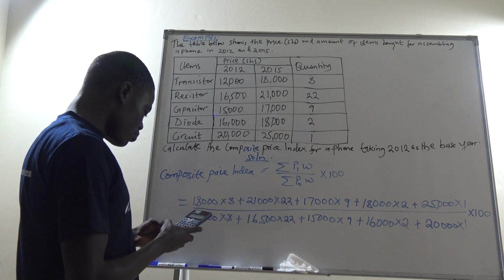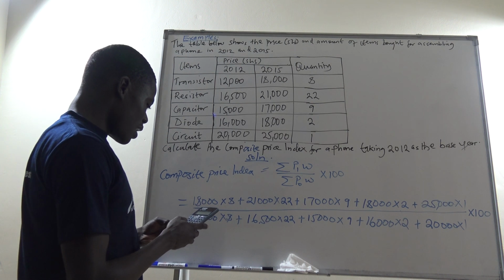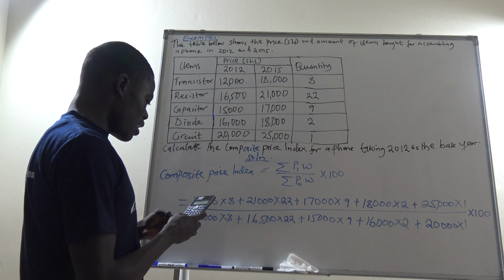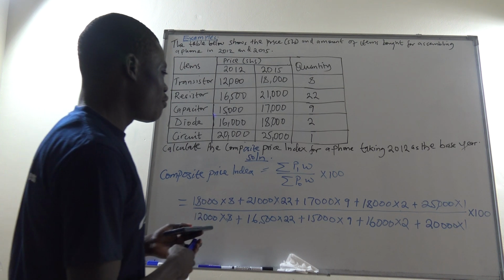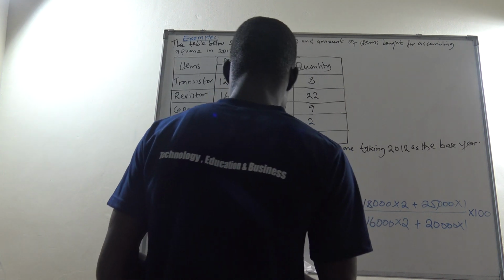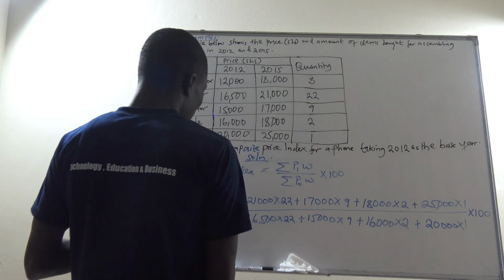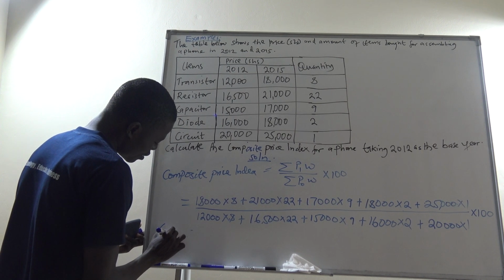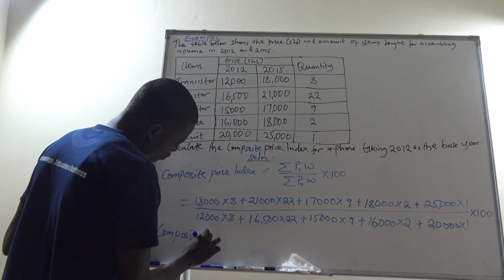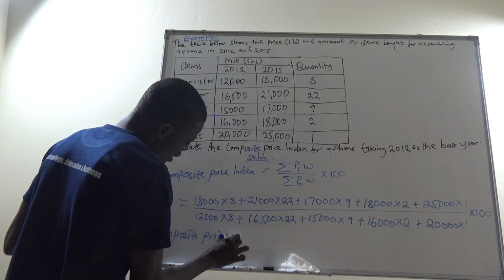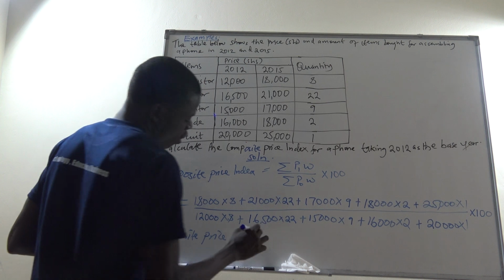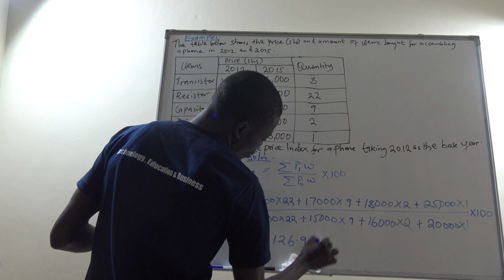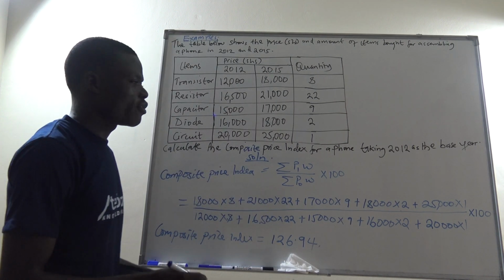So when you add on this one, 18,000 times 8 plus 21,000 times 22 up to when you finish here, and then you divide by the answer, you will end up getting your answer of Composite Price Index as 126.94. Now this one becomes your answer for price index.